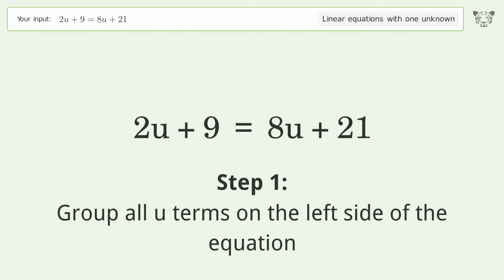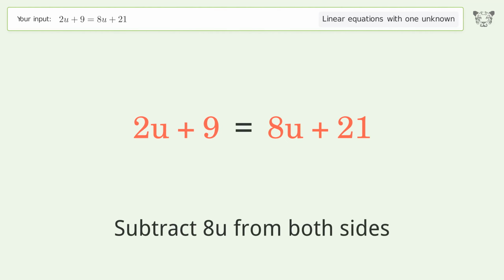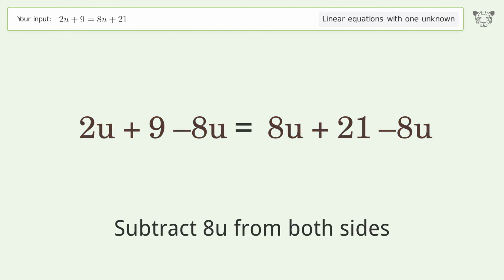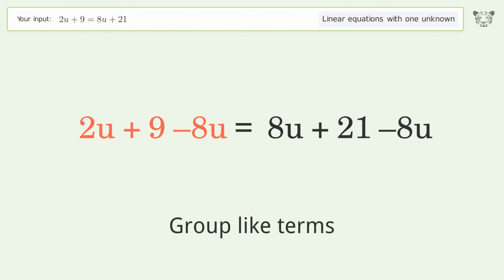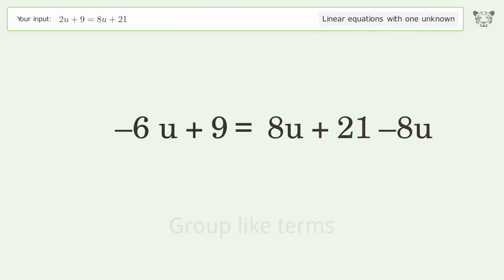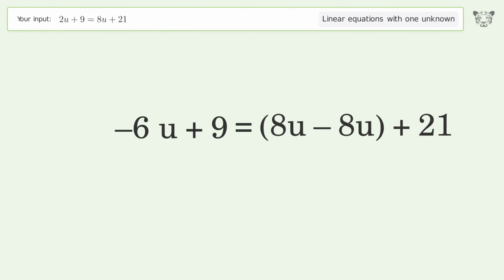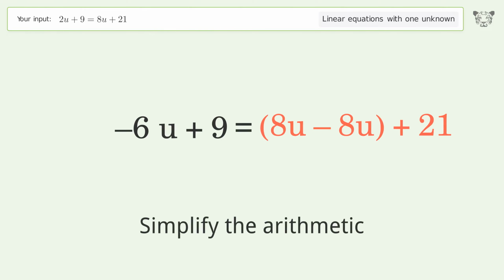Group all u terms on the left side of the equation. Subtract 8u from both sides. Group like terms. Simplify the arithmetic. Group like terms. Simplify the arithmetic.